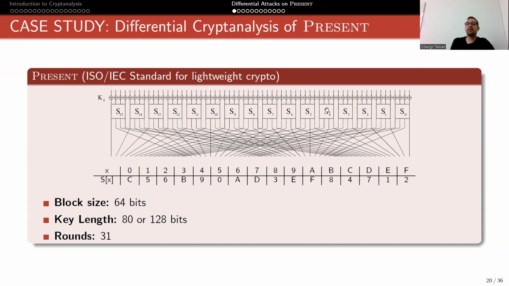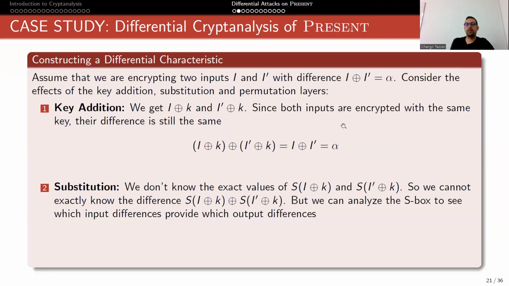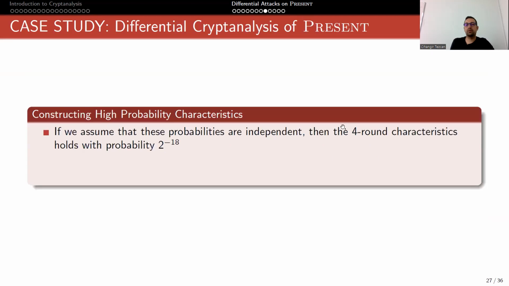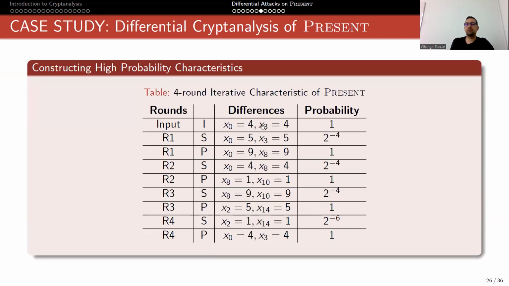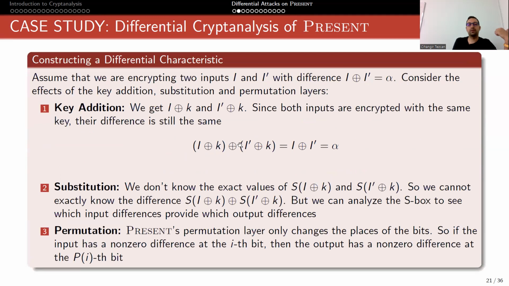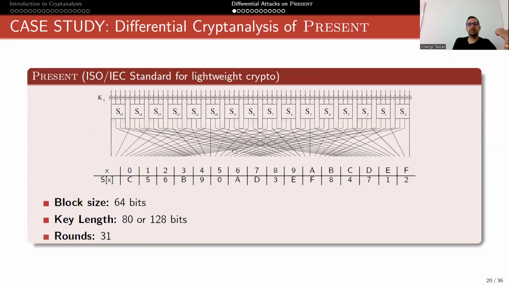So the question is, what happens after the S-box operation? The input difference is 4. Here they are saying that we are going to focus on when the output difference is 5. So now we have to go to the DDT and see what is the probability of observing output difference 5 when the input difference is 4. But we already mentioned this from the table. Where is it?